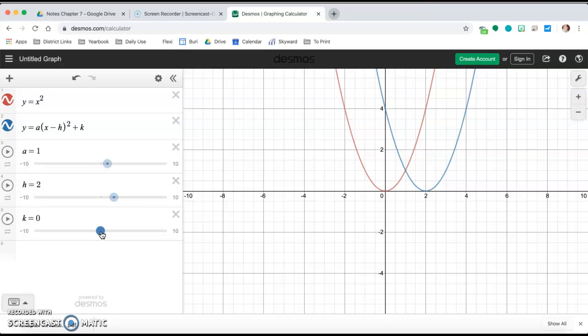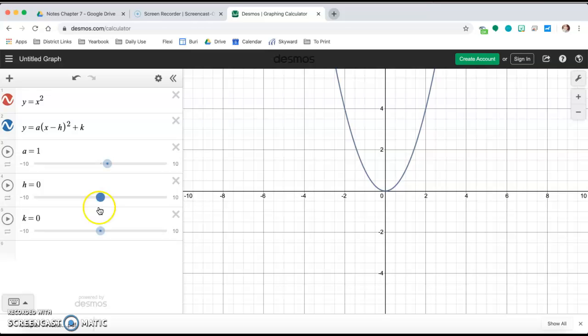So in my observations box, I'm putting adjustments to h move our vertex x coordinate. Okay. Now the next one asks us to, let's move this back. Let's put this back at 0 so it becomes our parent graph again.